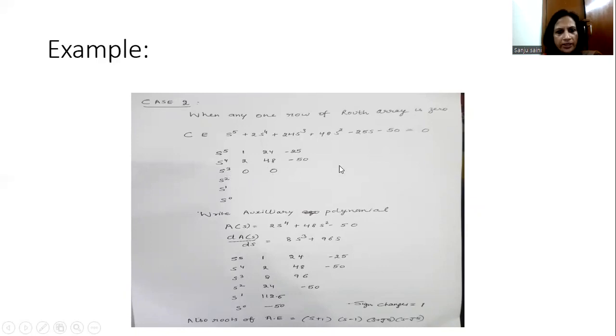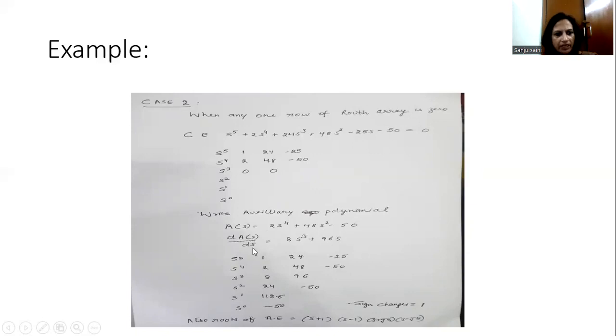When all the entries of a row in a Routh array become equal to 0, we'll write down the auxiliary polynomial by looking at the entries within the Routh tabulation which are not 0. We can write down the auxiliary equation. So this is 2s^4 plus 48s^2 minus 50. This is the auxiliary equation that we have written.